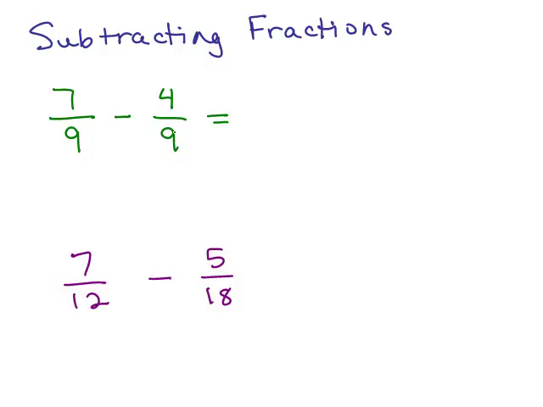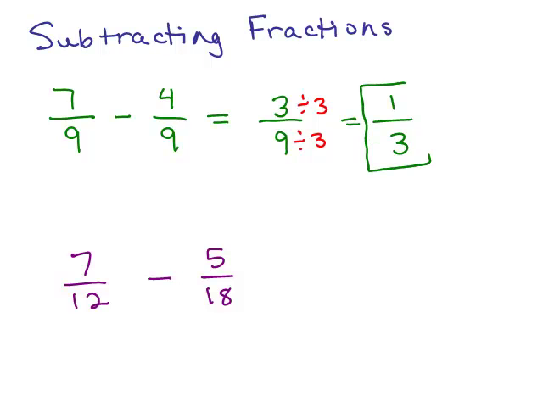7/9 minus 4/9. If you have a common denominator, you simply write the denominator down and then subtract the numerators. So 7 minus 4 is 3. Just like when we added fractions, we added the numerators. Then we look at our answer here, 3/9, and we want to see if we could reduce that. And yes, you could divide the top and bottom by 3. And that gives you 1/3. So that is our answer for this problem.